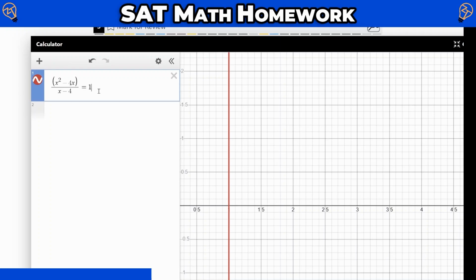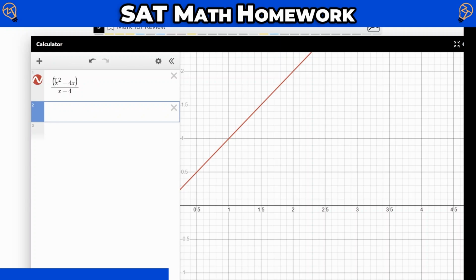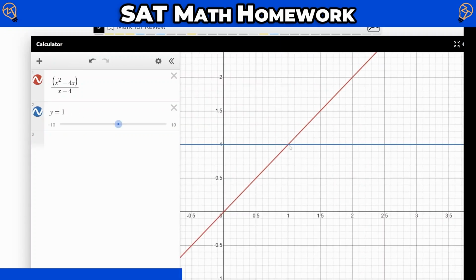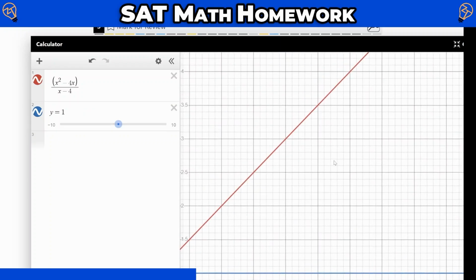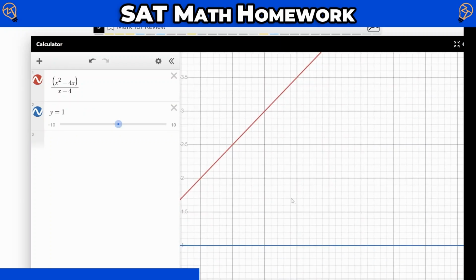And I'm a big fan of just typing it in all at once, but I do want you to understand that you could also separate these as two separate functions and find the point of intersection, looking specifically for the x coordinate. So because this one had x in it, I don't have to put y equals. That's kind of nice. But since the other one was just 1, I need to put y equals 1 so it knows I'm referring to that horizontal line. And notice the point of intersection here is 1, 1, and I'm looking for the x coordinate, and we get the answer. And you could also see that at x equals 4, they definitely don't intersect. They're at very different y coordinates.